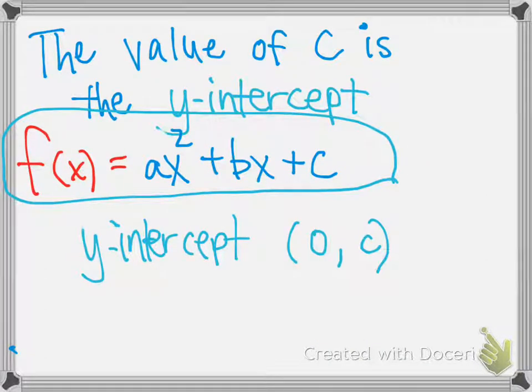The next thing that is easy to spot when a quadratic equation is in standard form is the y-intercept. The y-intercept is always the c value. Because if you remember, in order to find a y-intercept, you set x equal to 0. And if you set x equal to 0, then the a and b terms would zero out and you'd just be left with c. So the y-intercept is always just the c value.